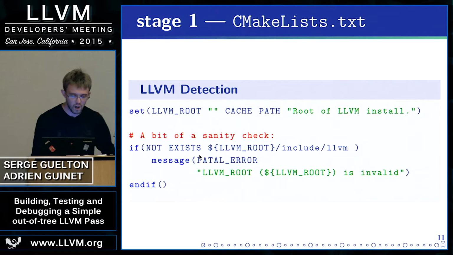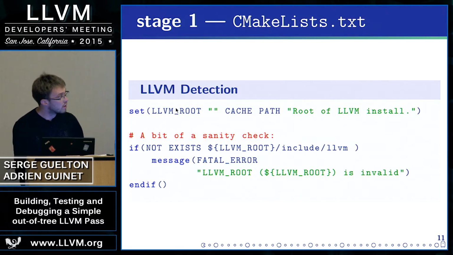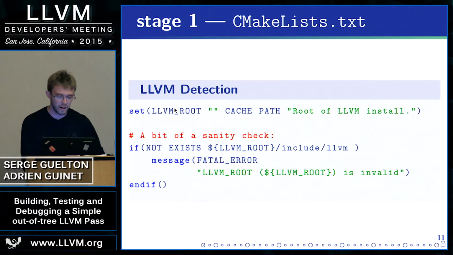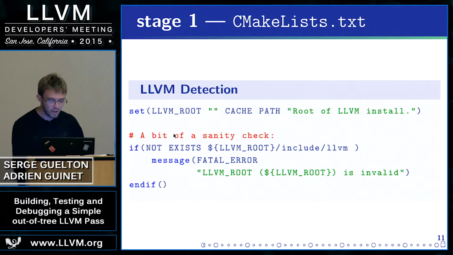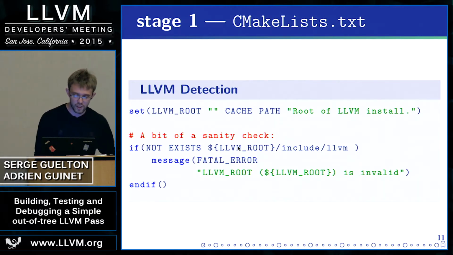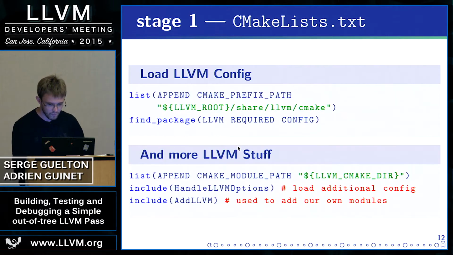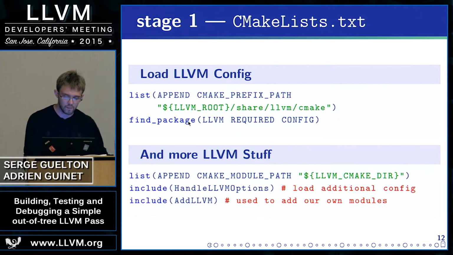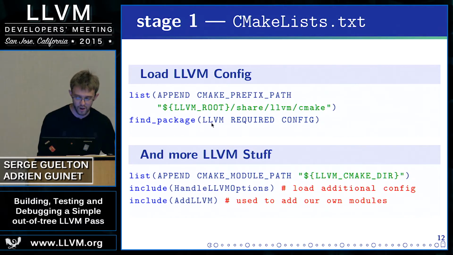So the first thing: how do we create our CMake list? The first thing to do is to ask the user to declare where LLVM is installed. Through the LLVM root variable, we will do a small sanity check to see if it's a real LLVM installation. So that's basically it. Then we use the find_package CMake command to find LLVM. If it doesn't work or it's not a valid installation, it will just fail.